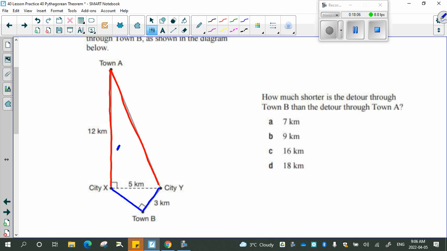All right, so here's our triangle 1. And this is triangle 2. We're going to have to do Pythagorean here for each of them. So for triangle 1, here's my right angle, which means this is side C, this is A, and this is B.